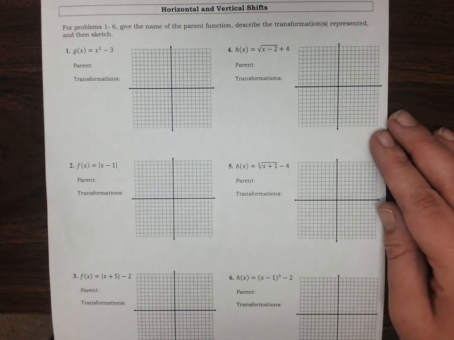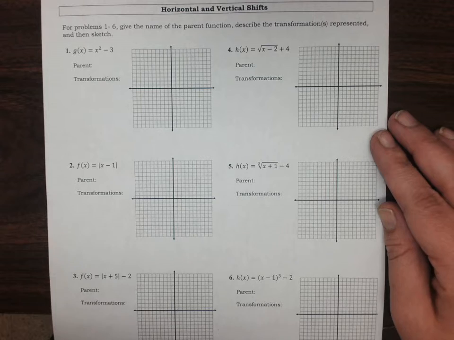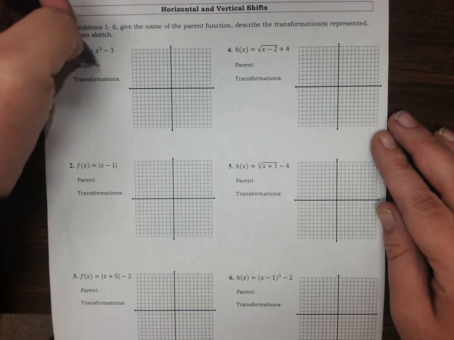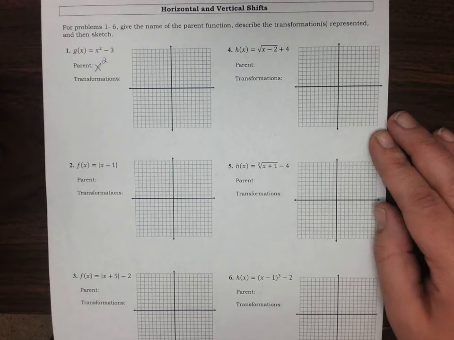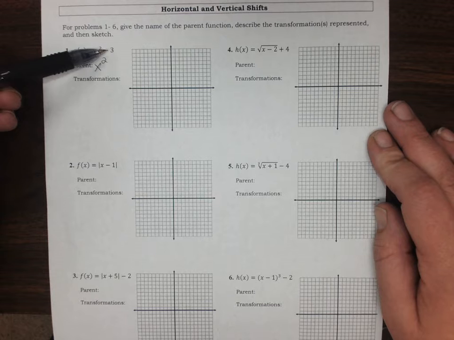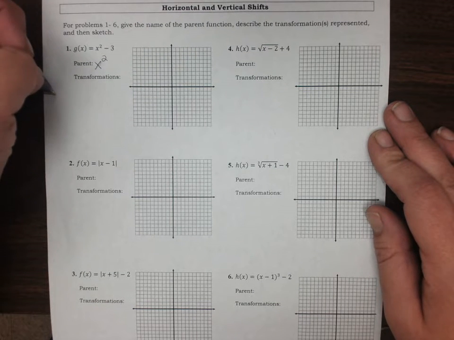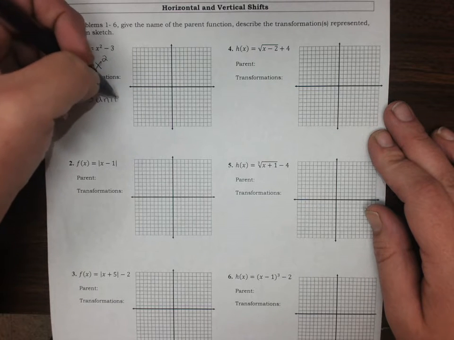Okay, so when we're looking here, the first thing they want to know is what is the parent function? And we can see here that our parent function is the quadratic. It's x, excuse me, my pen is having a problem, x squared. Our transformation here is that it is minus 3. So this is a shift 3 units down.